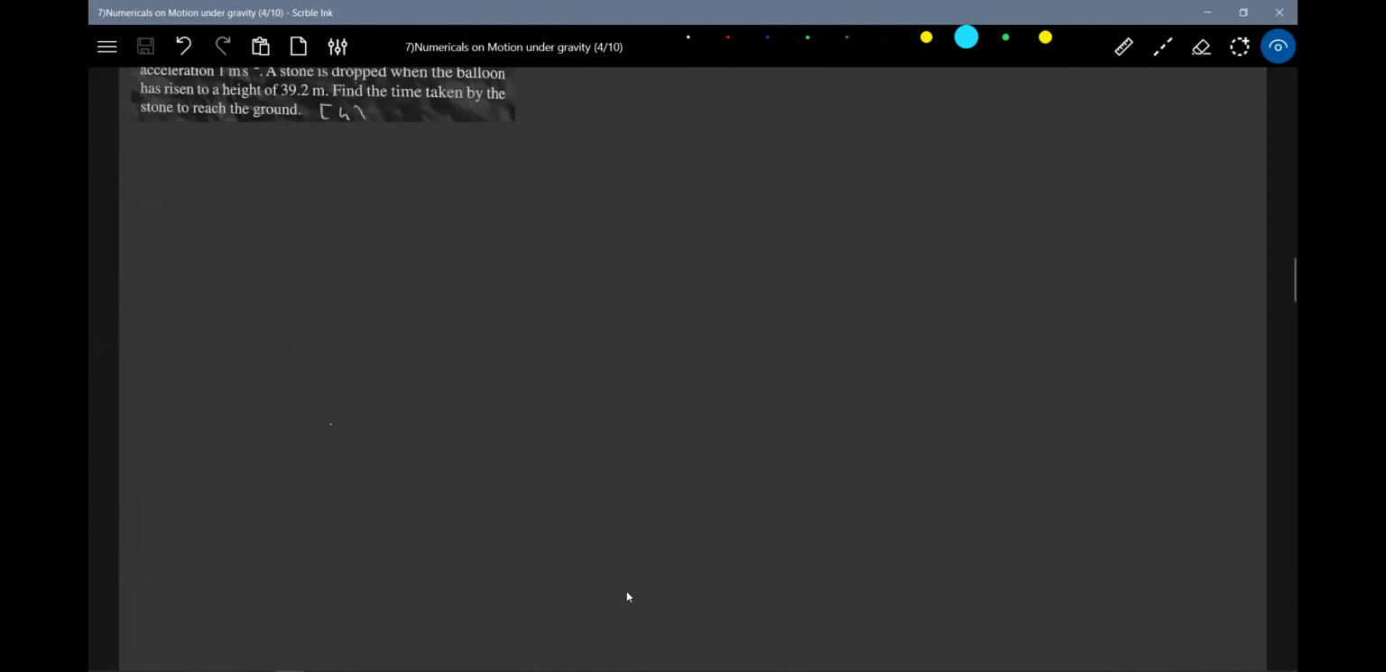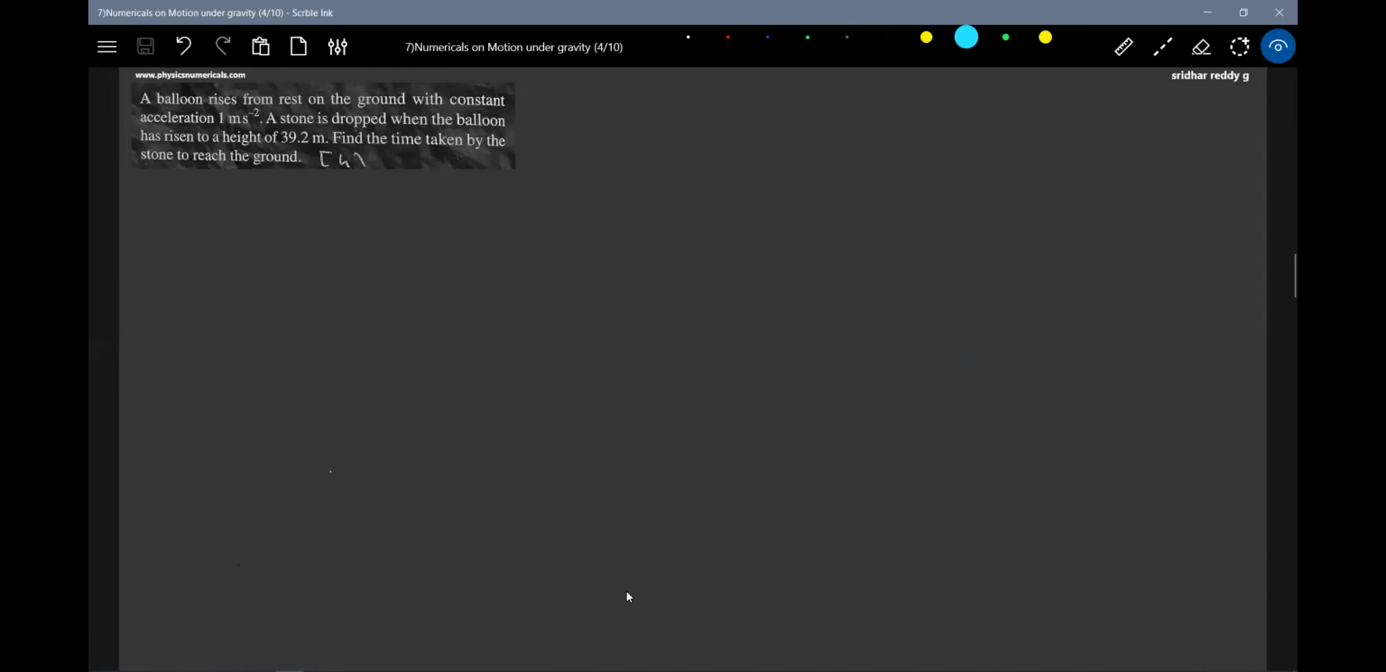Let's take this. A balloon rises from rest on the ground with a constant acceleration of 1 meter per second squared. A stone is dropped when the balloon has risen to a height h. Find the time taken by the stone to reach the ground. So this is the ground. A balloon rises from the ground with a constant acceleration. A stone is dropped from the balloon.